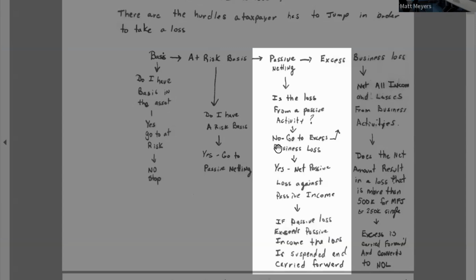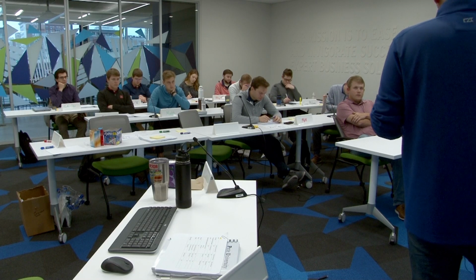You're comparing all your sources of passive income and passive losses, putting it down and seeing what you got. Positive or negative. If the passive loss exceeds the passive income, the loss is suspended and carried forward, meaning that's the hurdle that we trip on, and it doesn't make it to the 1040.